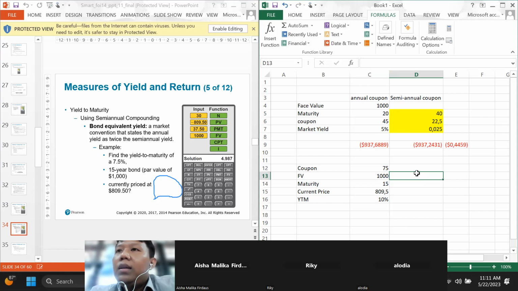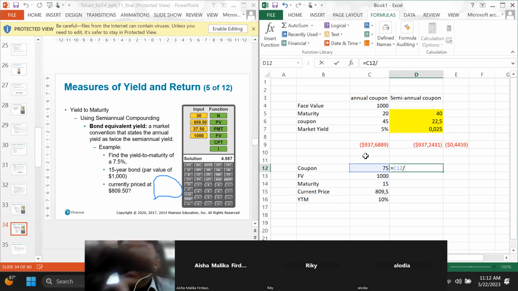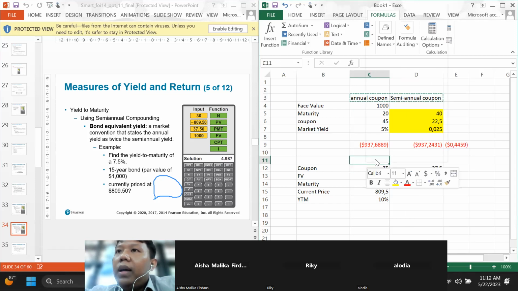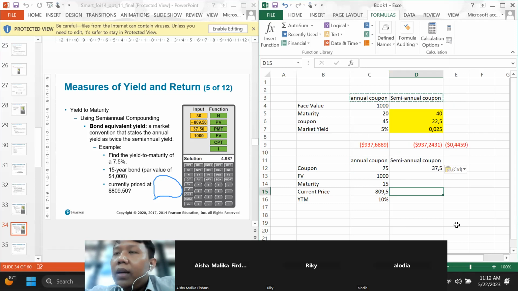All right. Because we're receiving it in a semi-annual manner, meaning that each year you will receive two coupon payments, we need to make some adjustment. The first adjustment is on the coupon. We will receive the coupon semi-annually, and the future value is the same.